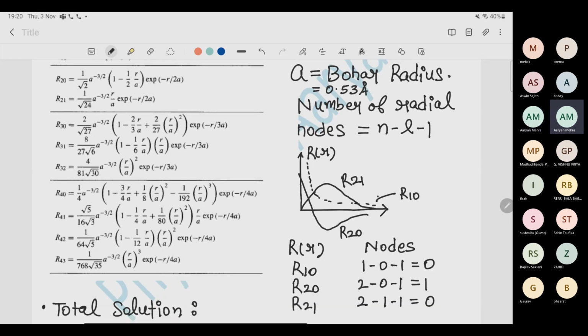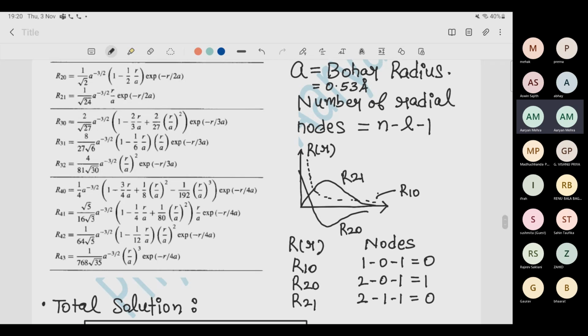It's very simple, 0.53 angstrom. So this is a minimum radius; you can't have an orbit below that in Bohr theory. Bohr theory talked of discrete orbits.